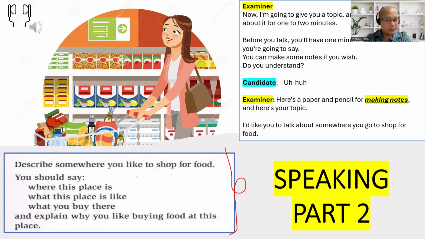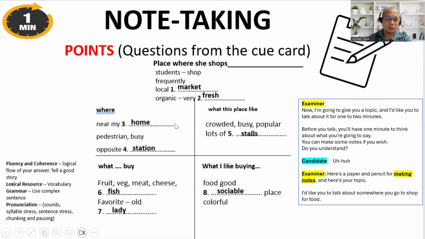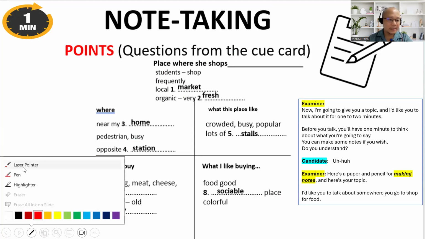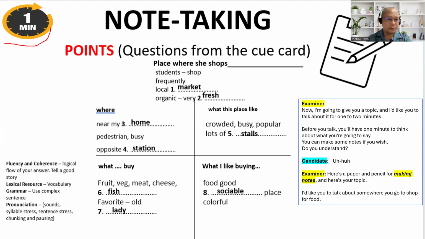Okay, that's it. So again, the examiner here says, here's a paper and a pencil for making notes, and here's your topic. So this is a topic, this is a cue card. And he said, I'd like you to talk about somewhere you go to shop for food. So within 1 minute, you have to take down notes. And this is how you take down notes.